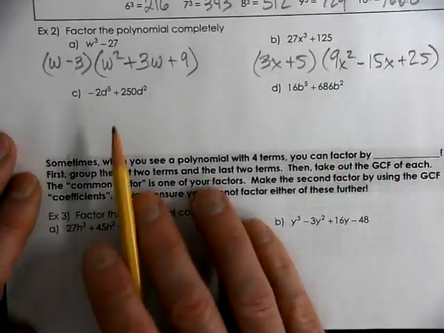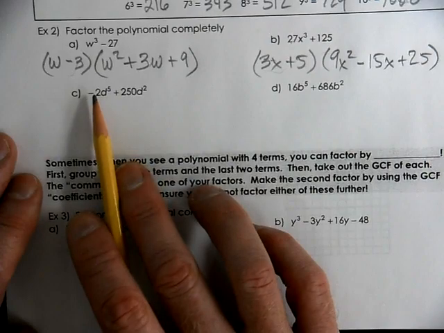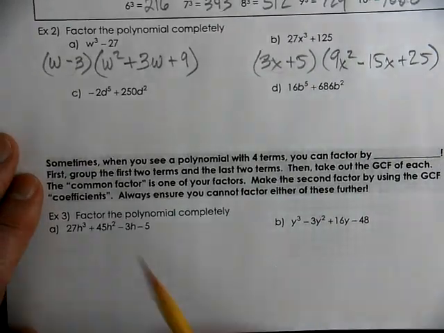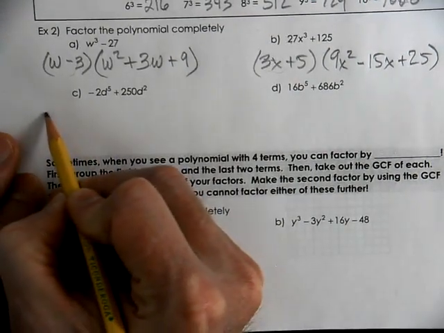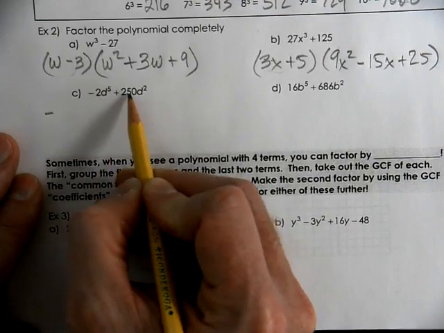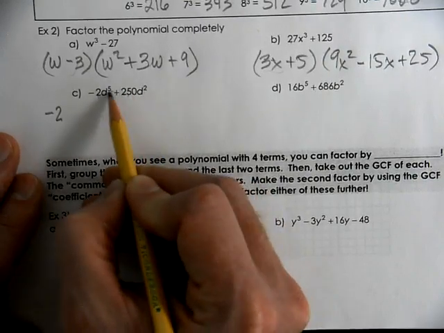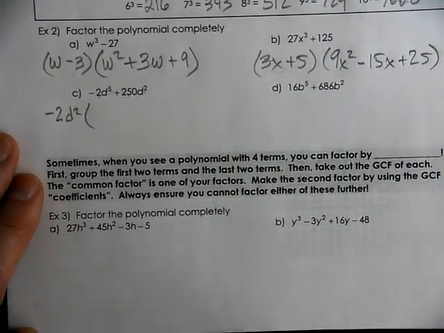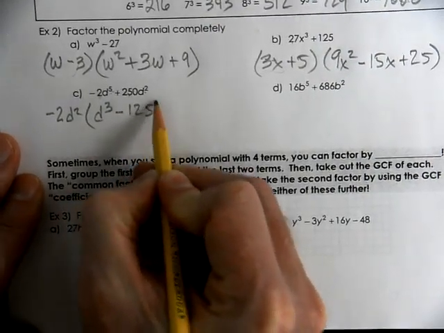All right. What do you notice here? Well, you can't take the cube root of 2. You can't take the cube root of 225. What might we do? We're going to factor out what's in common here. We're going to factor out a 2, and my lower exponent is d squared. So that's what I'm going to bring out. That's going to leave me d to the third power minus 125.